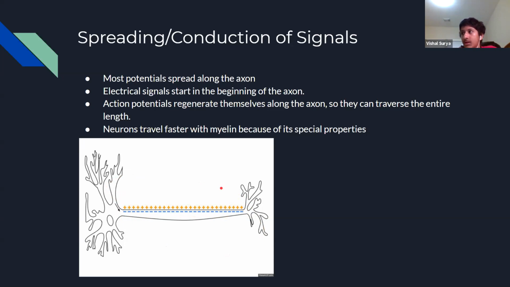And then the neurons travel faster with myelin because of the special properties of myelin, which allow for more of these signals to regenerate. So with myelin, it allows for more regeneration. That's the main reason why myelin allows for faster signaling: it allows for better regeneration of the signal along the axon.